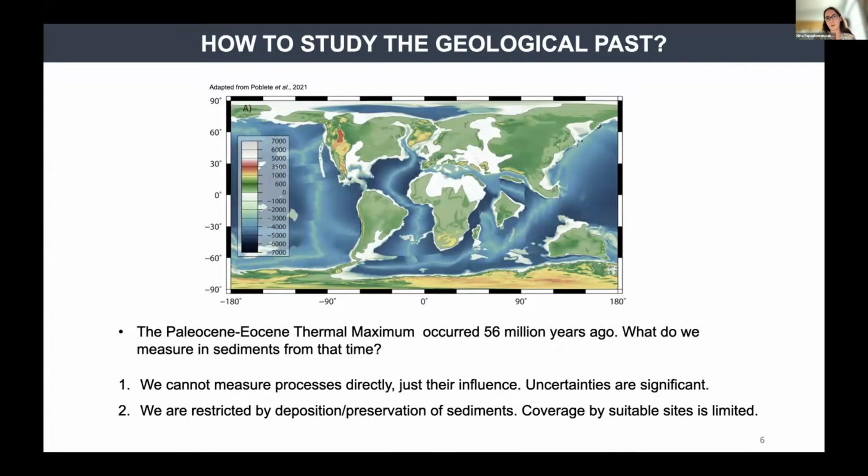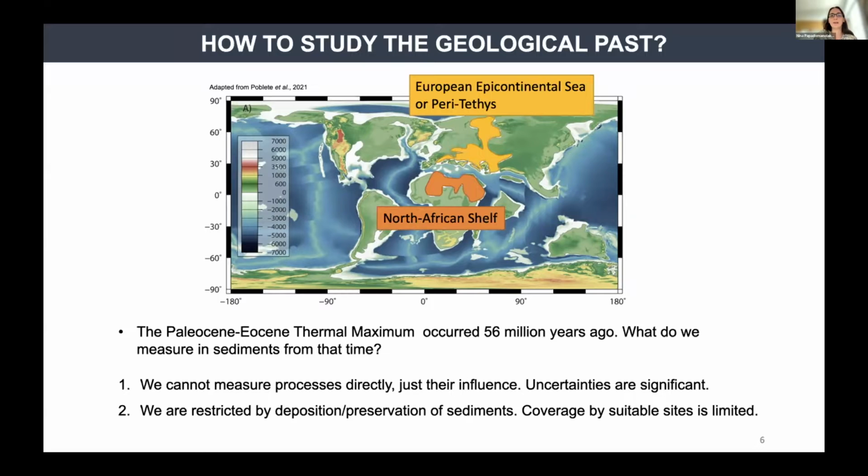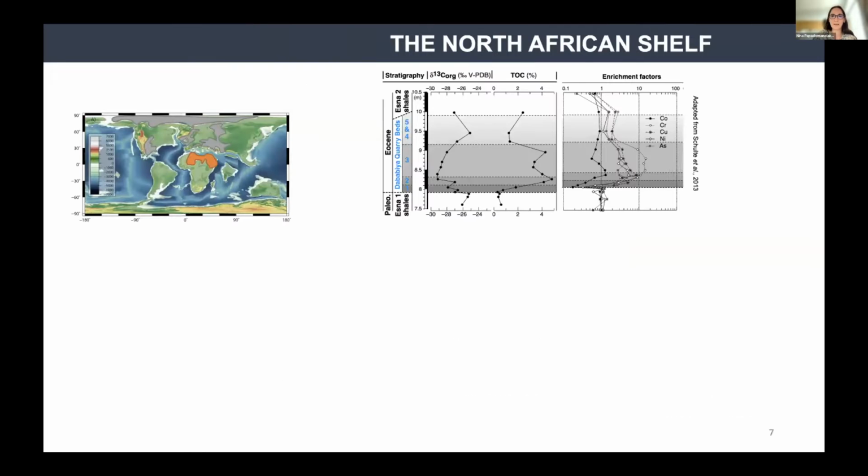Before I talk about organic carbon burial on a global scale, I'll talk a bit about the North African Shelf Sea and the Paratethys, which was one of the largest epicontinental seaways at the time. These are two marginal basins that we have a significantly larger amount of data for than some of the others that you may see on this map. So starting with the North African Shelf, we have 9 sites in total. Most of them are in Egypt, so the spatial coverage isn't great.